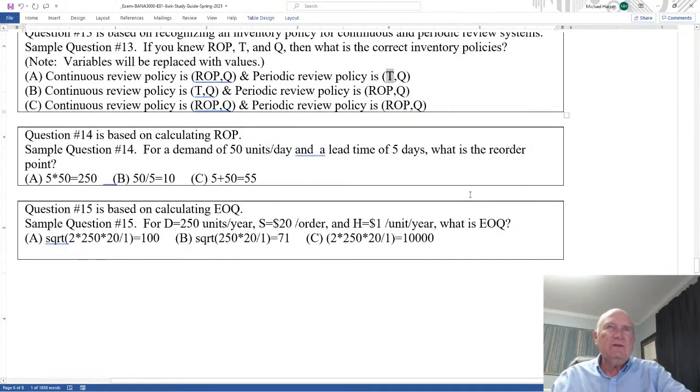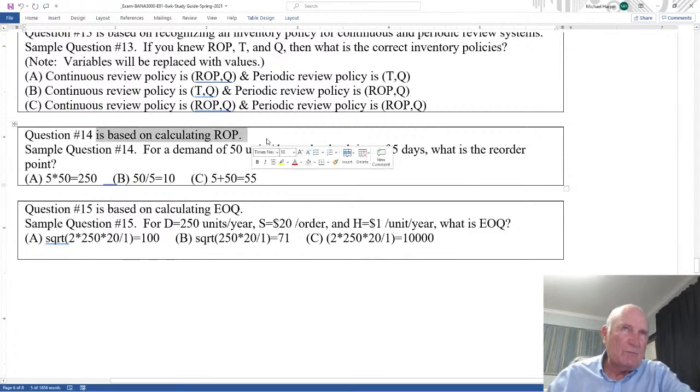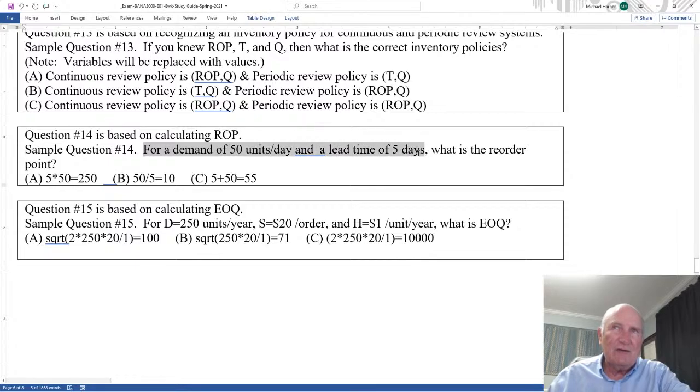Now 14 and 15 are quantitative. 14 is based on calculating ROP. For a demand of 50 units a day and a lead time of 5 days, what is the reorder point? It's just 5 times 50. That's all there is to it. And by the way, this will be very similar to the exam, but I'll just change the numbers around.